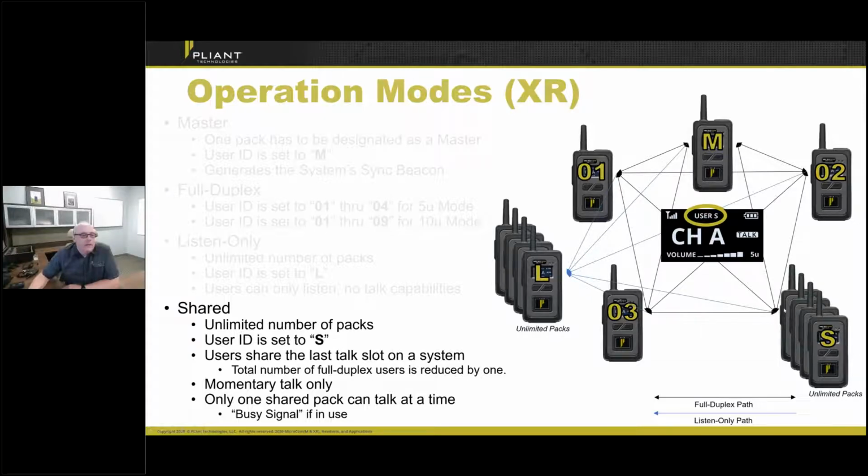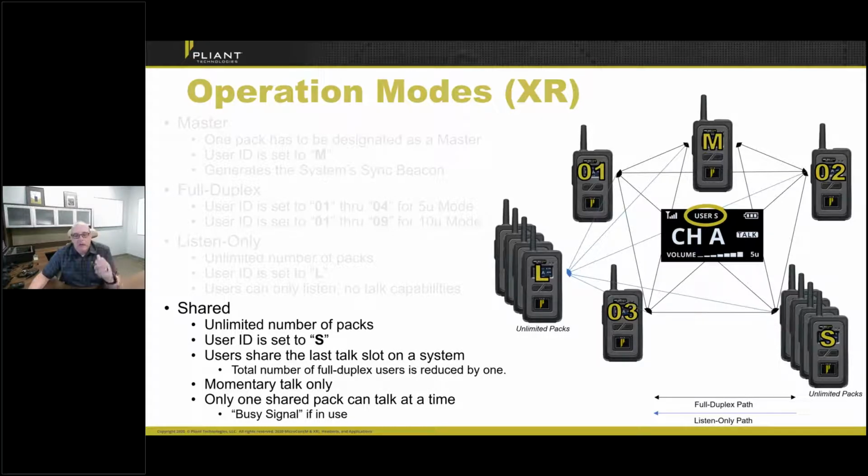And what it does is it takes that last user or last slot on the system and of course reduces the number of full duplex users by 1. However, any one of those unlimited number of shared users can press their talk button and talk on that available talk path, and it is full duplex. Now, one of the things it does do, though, it makes it momentary, so that they hold down the talk button, say what they need to say, they'll release the talk button, and now that basically frees that slot back up for another user to come in.